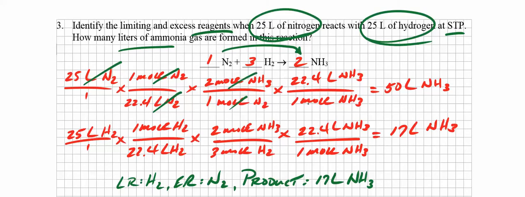That allows me to cancel this unit with this unit, and I'm left with 22.4 liters of ammonia on top. When I multiply across the top and divide by what's on the bottom, I get 50 liters. Remember that this 22.4 and that 22.4 are just going to cancel away anyway. 25 times 2, 50 liters. So that's one of my products.